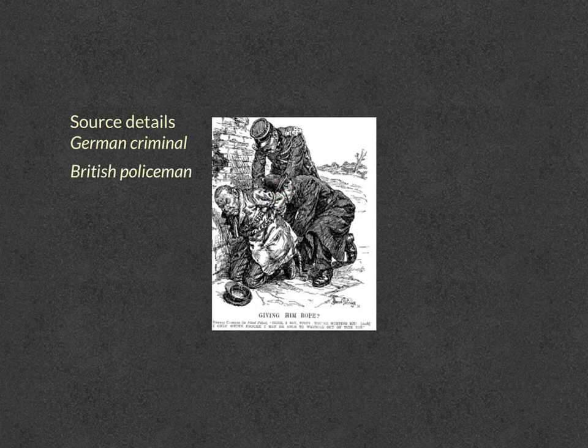So, if we study this source, we can quickly identify some details that will help us prove that it does oppose Germany. We're told at the bottom that the man is a German criminal. This fits with the cartoon, as one of the men tying him up is clearly meant to be a British policeman, as we can see by the uniform and the helmet that he is wearing. And on the ropes around the German criminal, we can clearly see the words armistice terms as well, linking to the Treaty of Versailles.